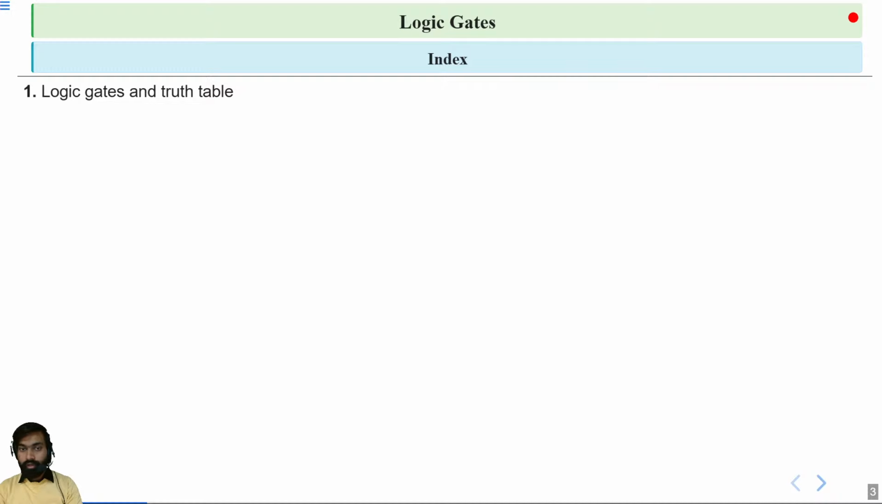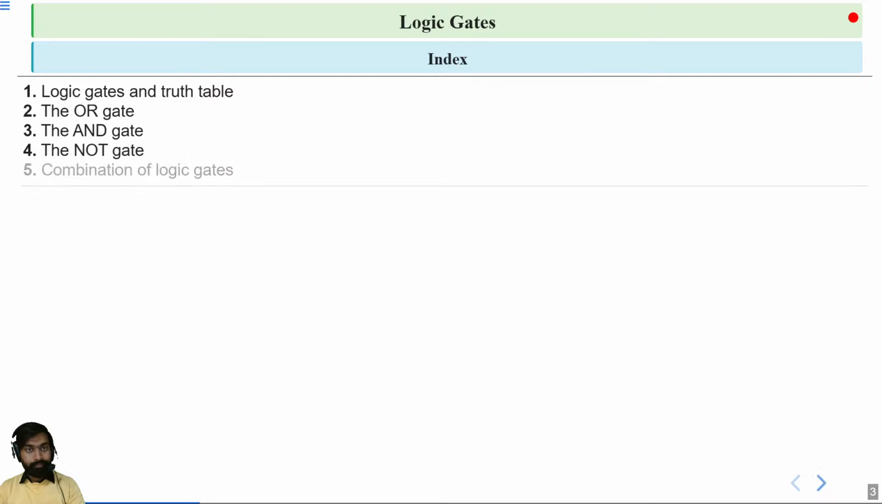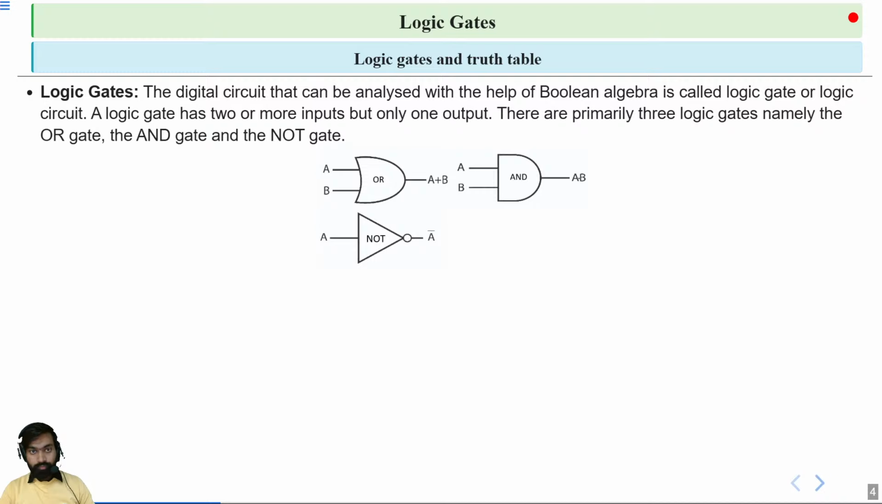In today's lecture we will first discuss logic gates and truth table. After that we will discuss the OR gate, then the AND gate, then the NOT gate, then the combination of logic gates. All right, so these are the topics which we will cover in today's lecture. So our first concept is logic gates and truth table.